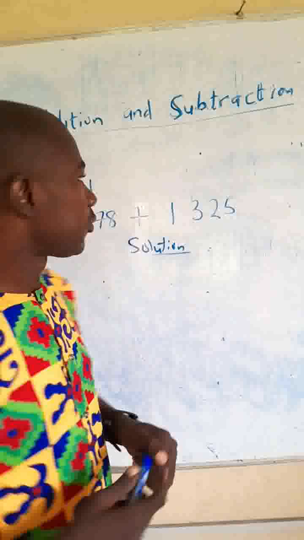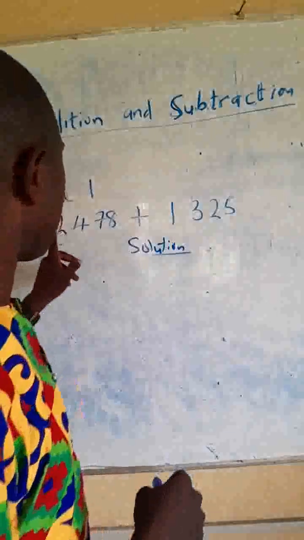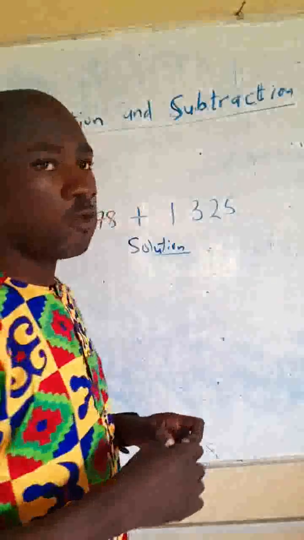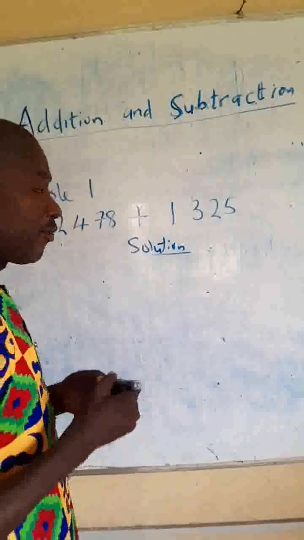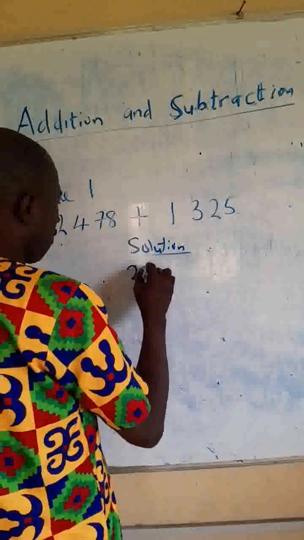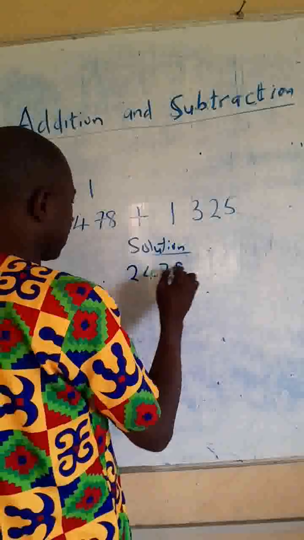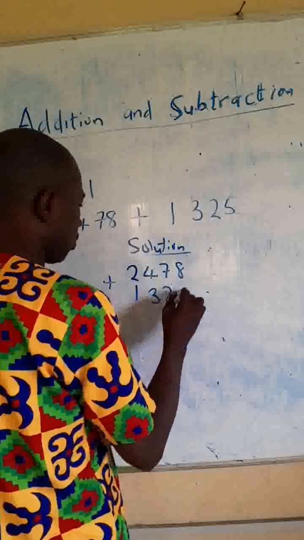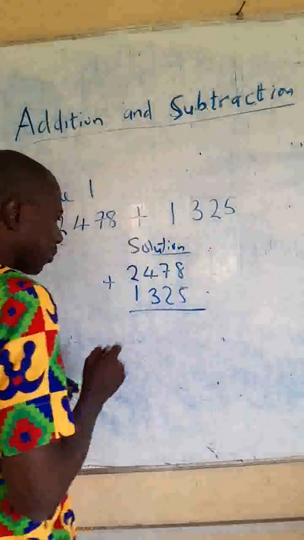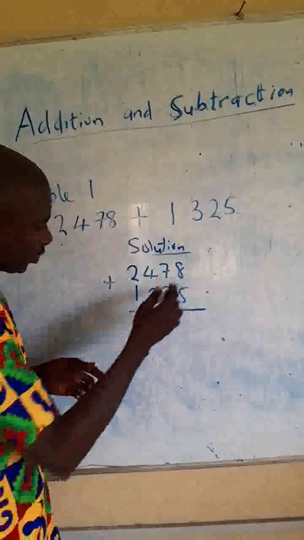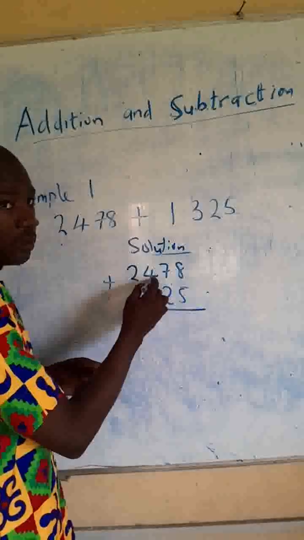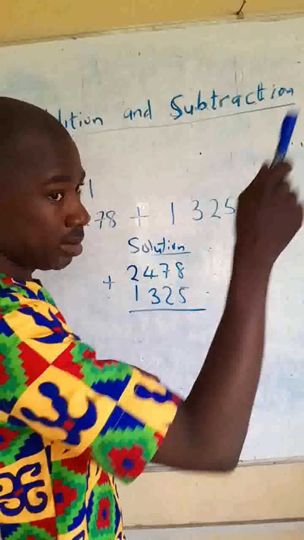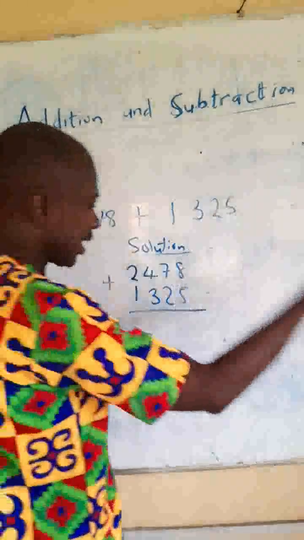Now let's start with example number 1. We are adding 2,478 plus 1,325. We're going to write it vertically, so it will be 2, 4, 7, 8 plus 1, 3, 2, 5. Remember, it's going to be vertical. You can see it says units, tens, thousand, in order. The addition will start from the unit, from the right hand side.